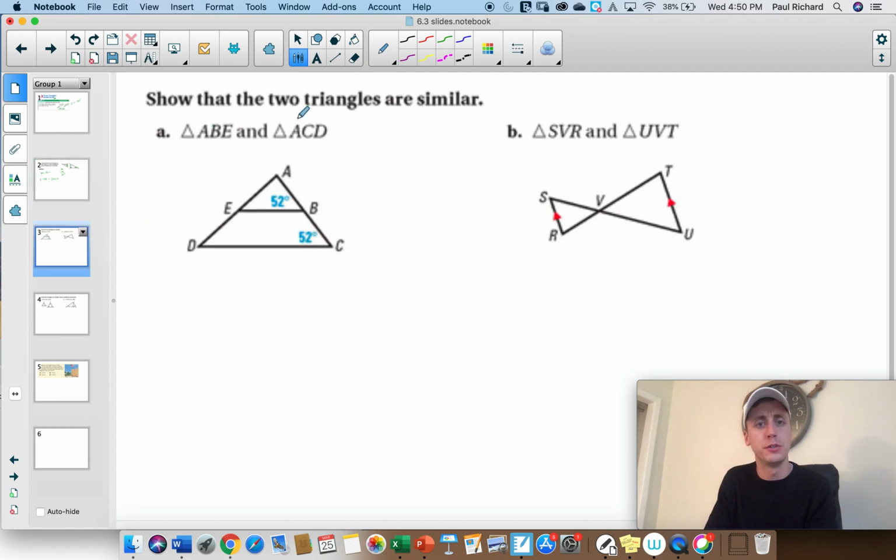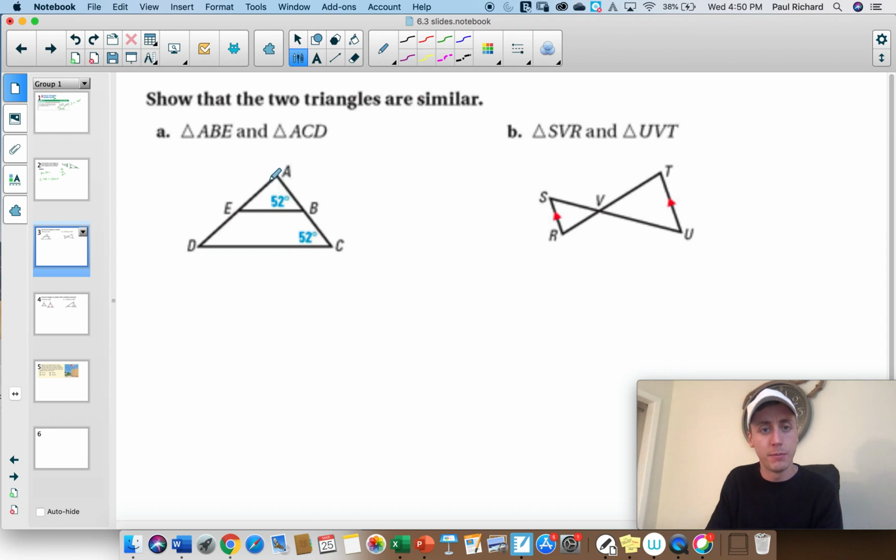Okay, so show that the two triangles are similar. Here we have, like we often do, overlapping triangles. So this is where it becomes a little bit more challenging, when you have things that are overlapping. So we have triangle ABE is the smaller one, and then triangle ACD, which is the larger one.